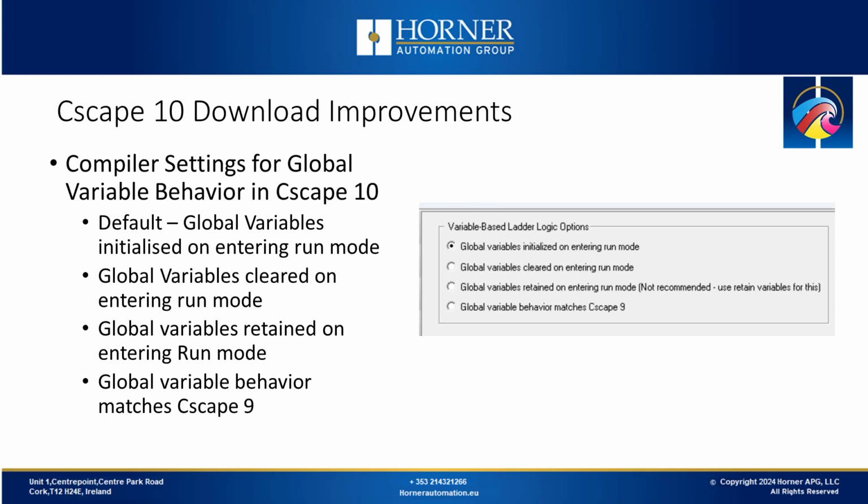For the second option, all global variables initialize at 0 on every run transition, regardless of the initial value column in the program variable window. For the third option, global variables not mapped to %t are retained. This is not the recommended behavior, but is still an option. Finally, if you prefer for global variables to behave exactly as they did in Cscape 9, you can select the last option. This may be the ideal option for existing programs that were created in Cscape 9.